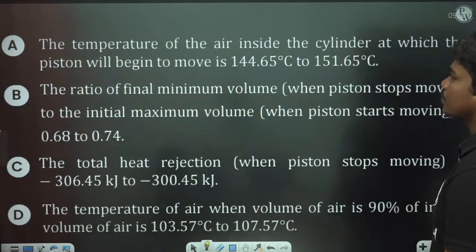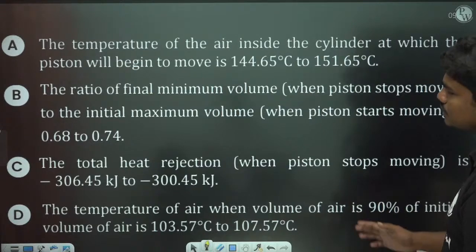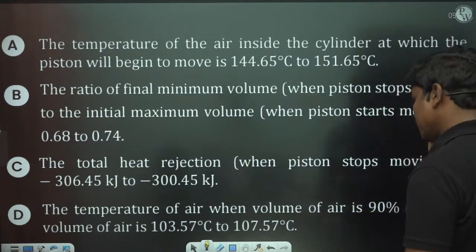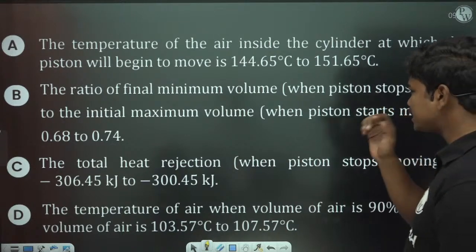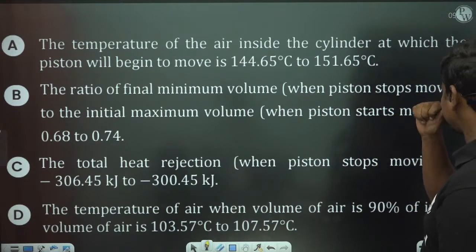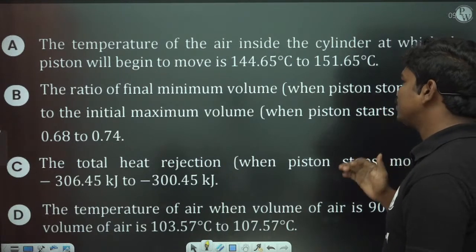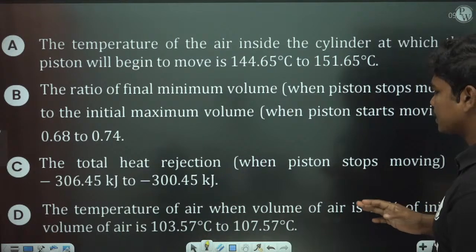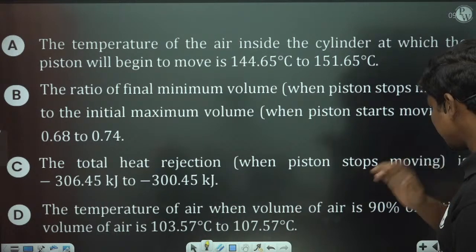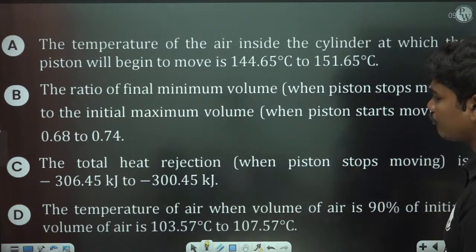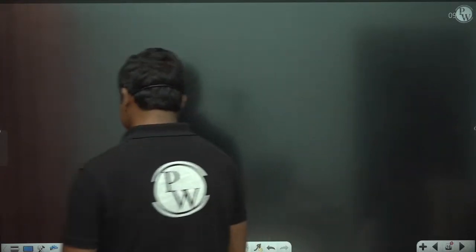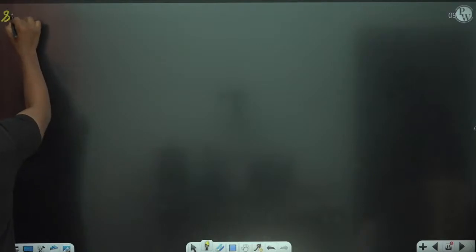Temperature of air inside the cylinder at which the piston will begin to move. Ratio of the final minimum volume where the piston stops moving to the initial maximum volume where the piston starts moving is dash. Total heat rejection. Temperature of air when the volume of air is 90% of its initial volume is dash. Let us see. First of all, this is a very nice question.